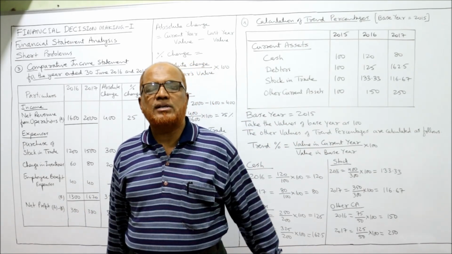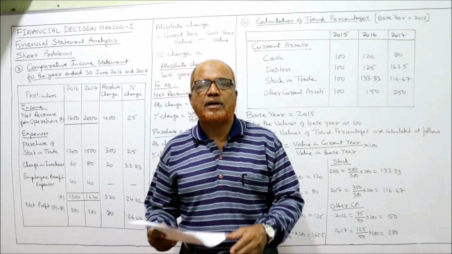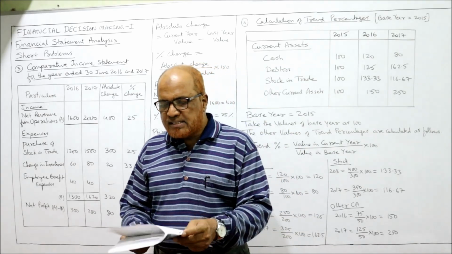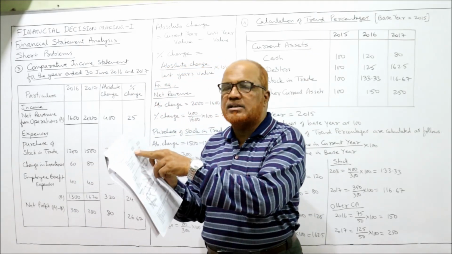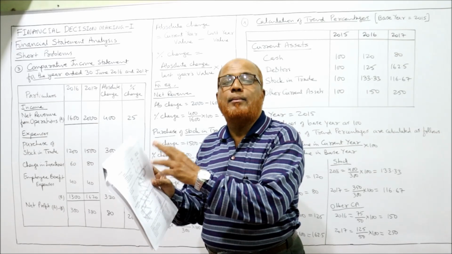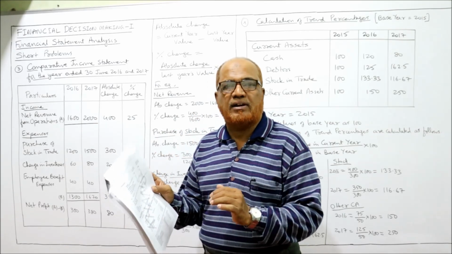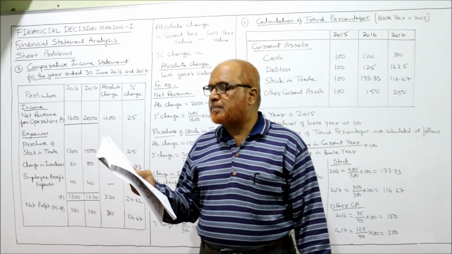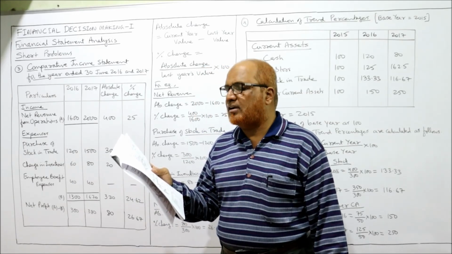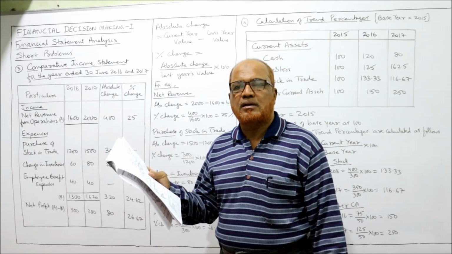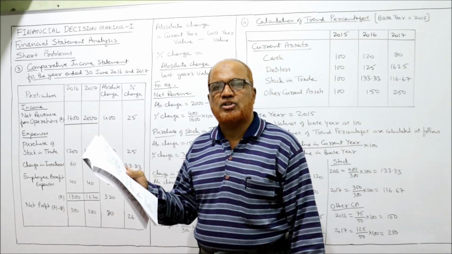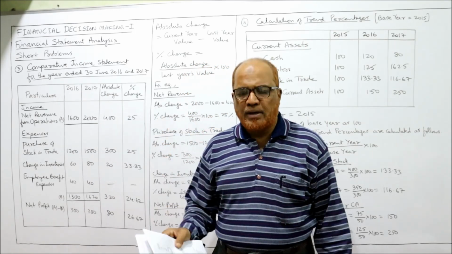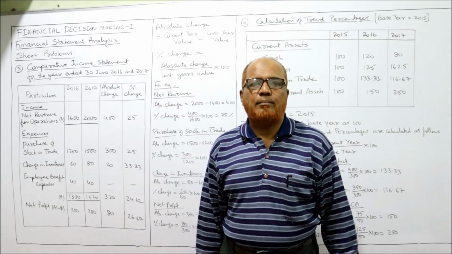So here the profit and loss account is given for 2016 and 2017, and we have to make a comparative income statement. Data is given 2017 in the first column and 2016 in the second, but we require first 2016 then 2017. Here there is only one income, the net revenue from operations. Expenses are purchase of stock in trade, changes in inventories, employee benefit expenses. Total expenses are given, then net profit: income minus expenses gives the net profit. So complete data is given, and we are required to make a comparative income statement.